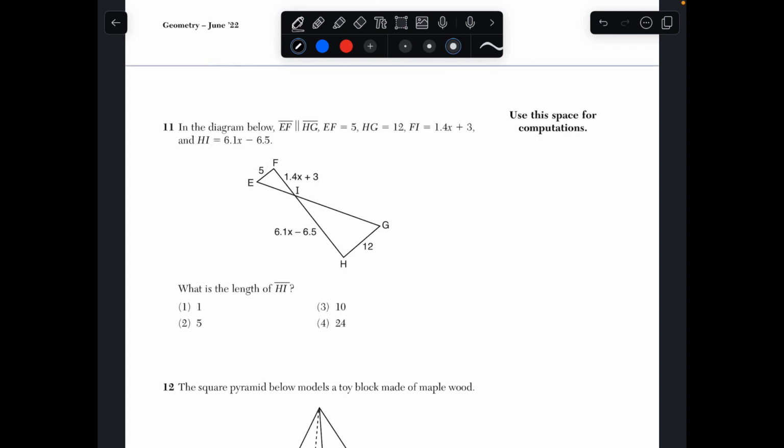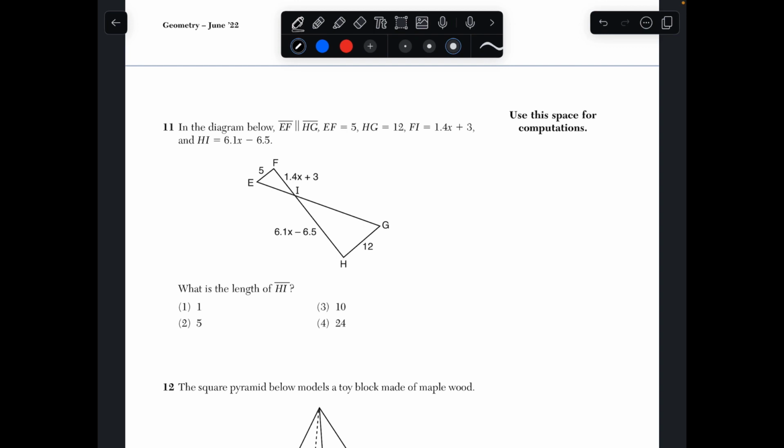Question 11. In the diagram below, EF is parallel to HG, EF equals 5, HD equals 12, and all these givens. So I'm a big fan of marking my diagram like they've already done in this problem, but if they have not, please mark your diagram. It makes it so much easier, so much more visual. You really get to see what equals what, and it makes a lot more sense in your mind.